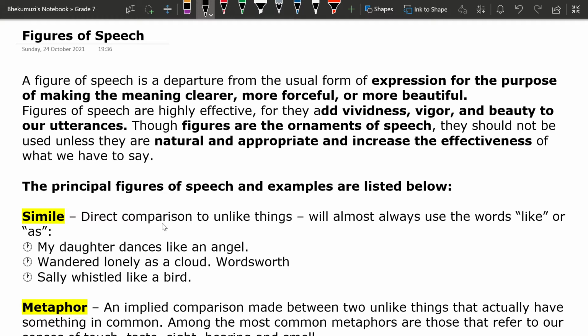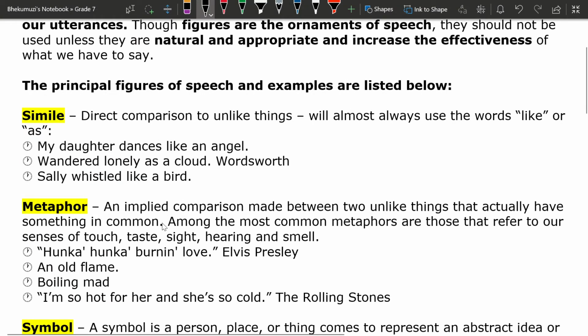So here are the basic figures of speech that you should know. These are the ones that we have here. The first one is definitely what we call a simile. Now, again, figures of speech you do find quite a lot in poems by poets and so on, right? And also in written literature.